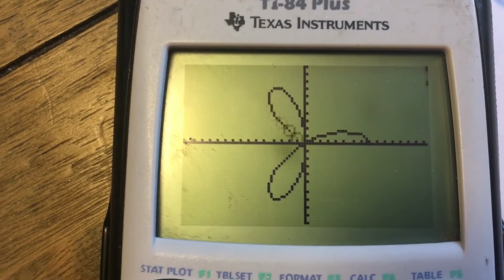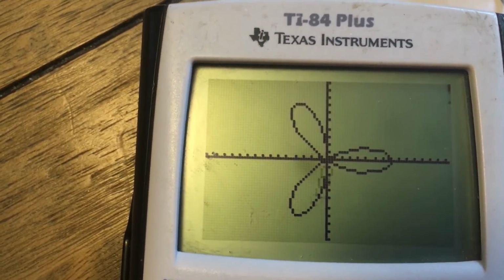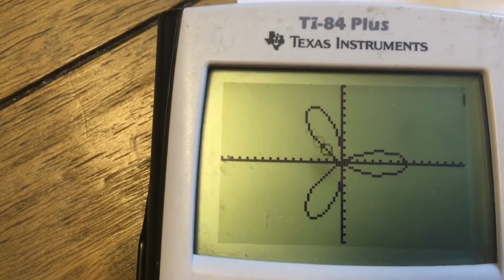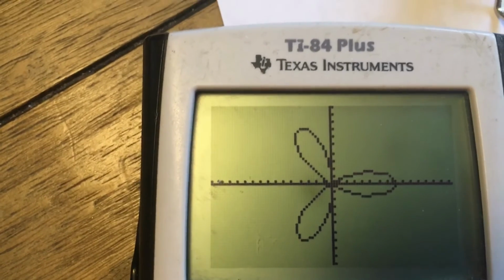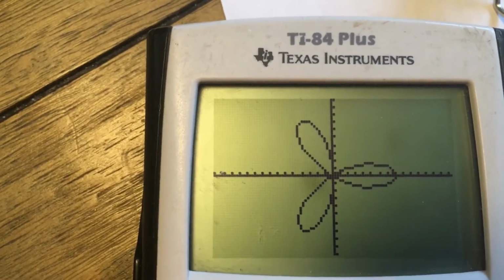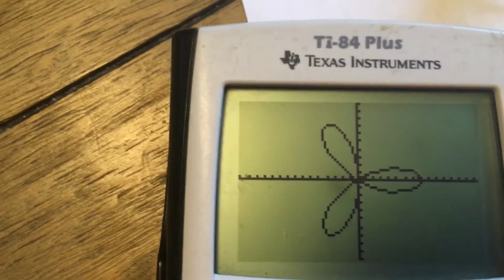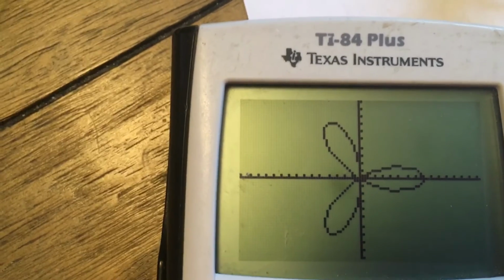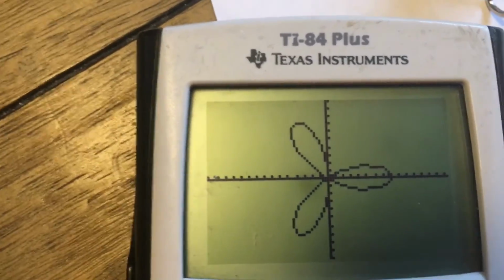So there are your 3 petals you thought, but watch the ball. It keeps going and goes around a whole other time. So technically, we don't call this a 3-petaled rose. We call it a 6-petaled rose, because even though you only see 3, it actually goes around and makes 6. It just happens that 3 of them land right on top of each other.